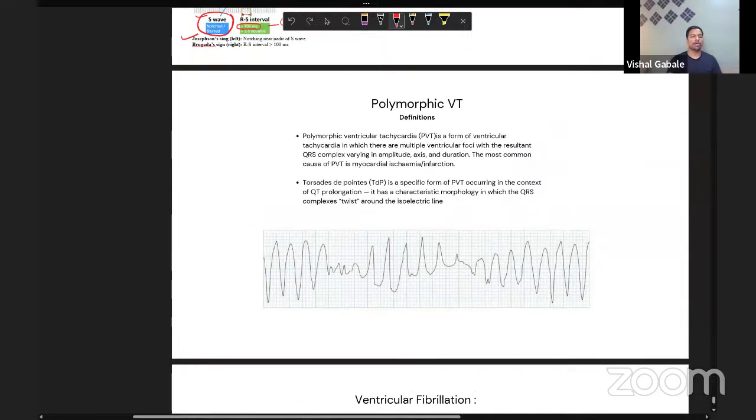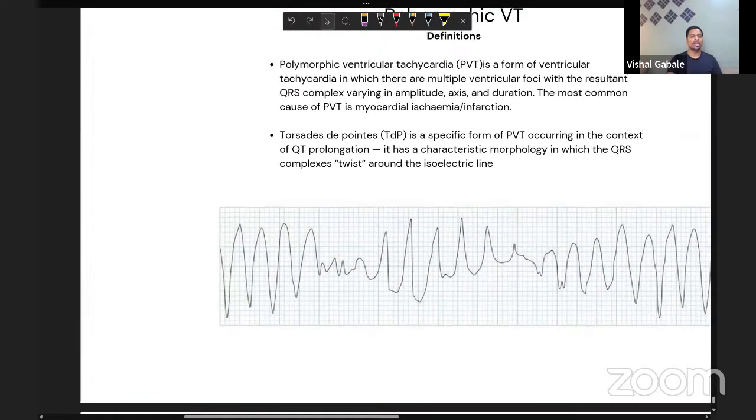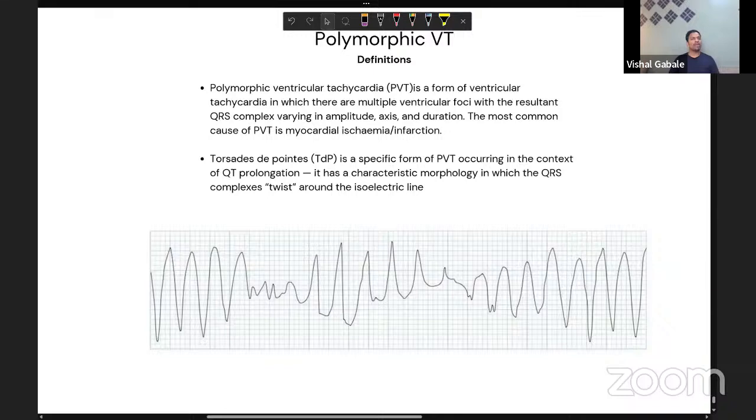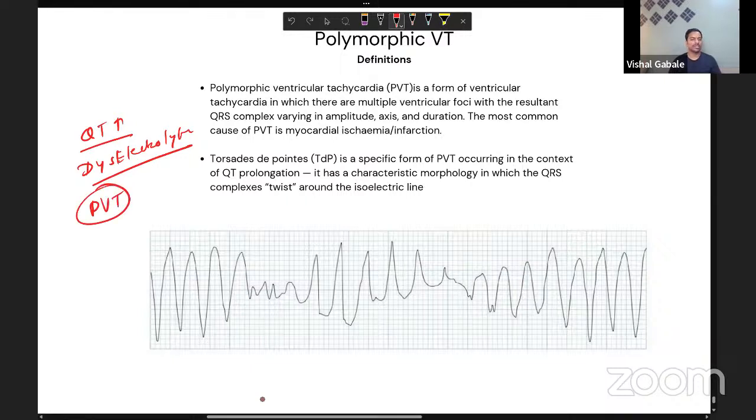Finally, coming to polymorphic ventricular tachycardia. Here, typically, because of dyselectrolytemia and QT prolongation, there is a possibility that multiple foci in the ventricle produce a rhythm that is called polymorphic ventricular tachycardia. Here you can see this type of appearance, that is typically called Torsades de pointes. Okay, it's called Torsades de pointes.